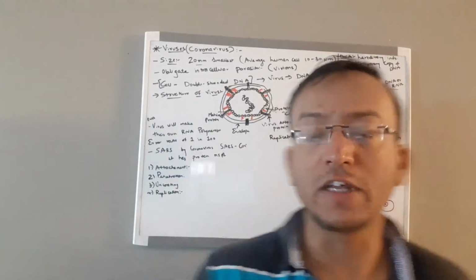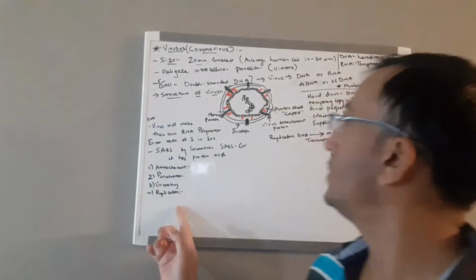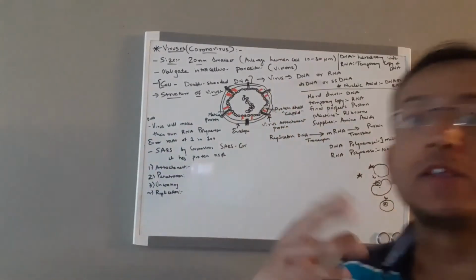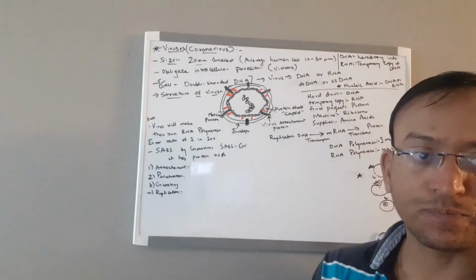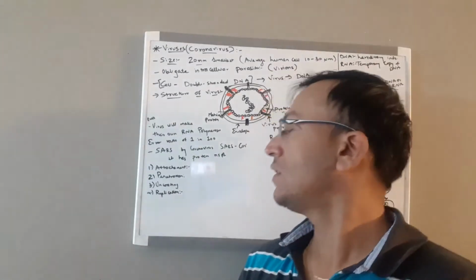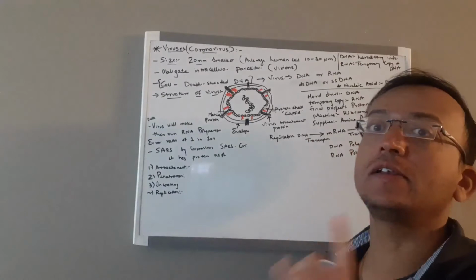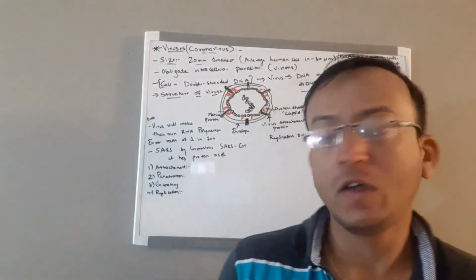Right? So the next step is replication. The replication depends on the type of virus. As we studied, there are different types of viruses, right? Double-stranded RNA, single-stranded DNA, double-stranded DNA. So I will just show you the replication of the single-stranded RNA. That is what our coronavirus has.